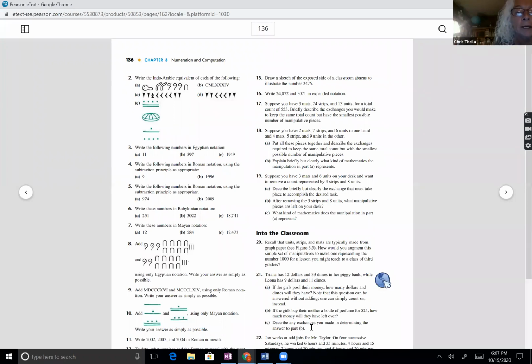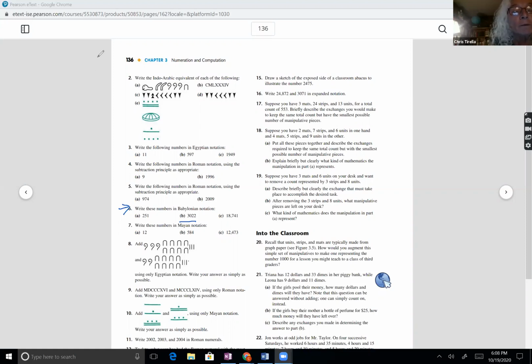Somebody asked me about question number 6, writing numbers in some of those other systems, and specifically the Babylonian system. Did you folks want to go over one or two of those? Anybody? Shall we? You guys are being quiet. Does anybody need help on any of those questions? Should we look at the 3022, changing that into Babylonian? Is everybody all right?